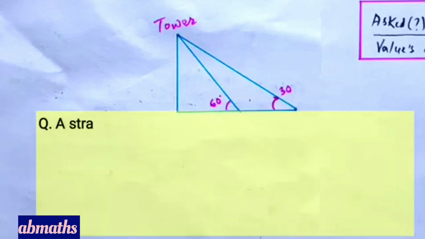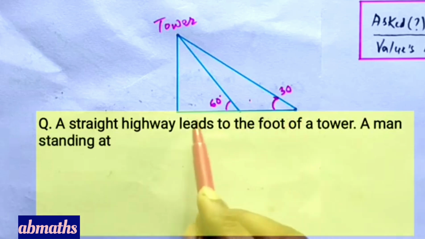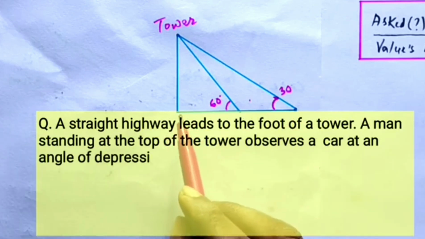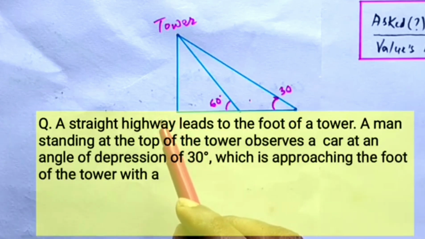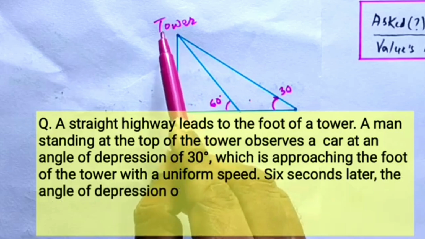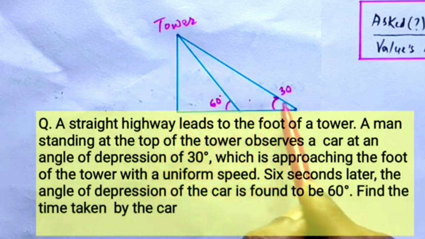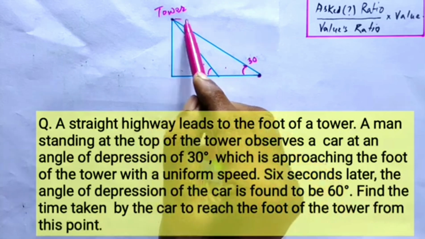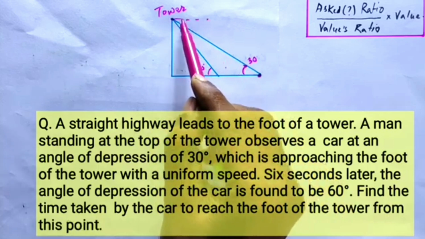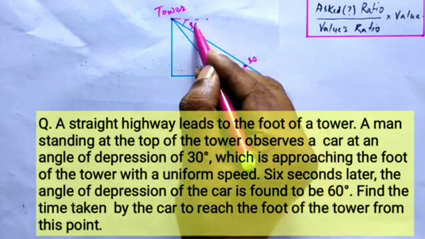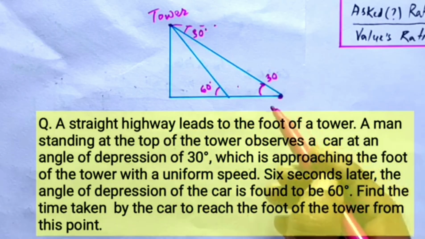We have a question. A straight highway leads to the foot of the tower. This is the foot of the tower. This is the tower. A man standing at the top of the tower observes a car at an angle of depression of 30 degree. The car is approaching the foot, going in this direction.